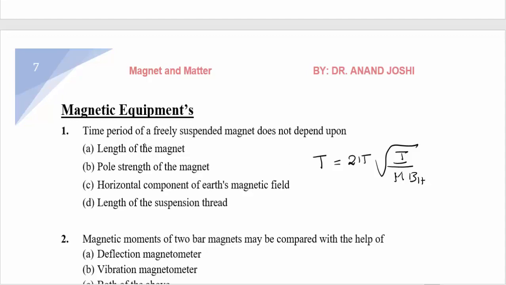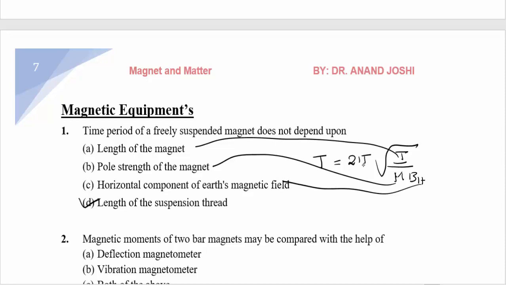Here the answer is which doesn't depend. Which will not depend? Length of suspension. Length means moment of inertia. Moment of inertia depends on length of magnet, and magnetic moment depends on pole strength. BH is the horizontal component. So which one does it not depend on? Length of suspension. Okay, next question.